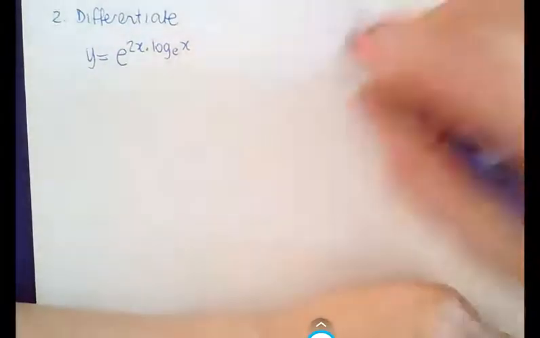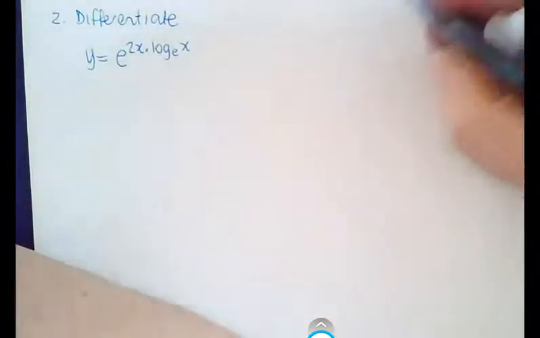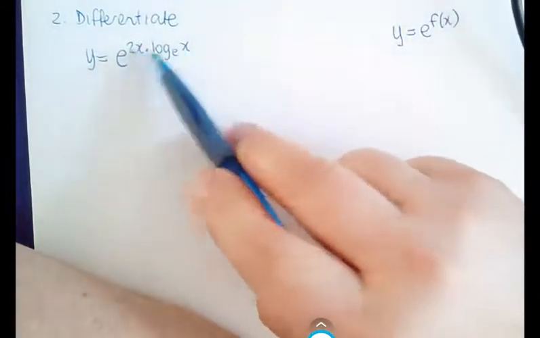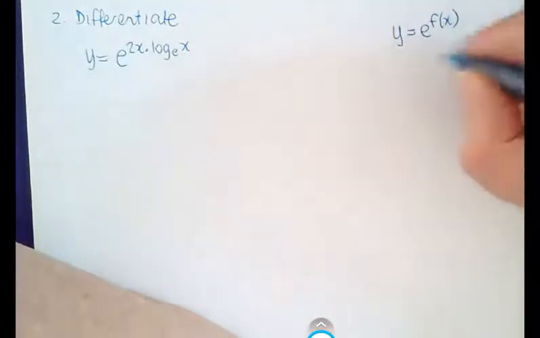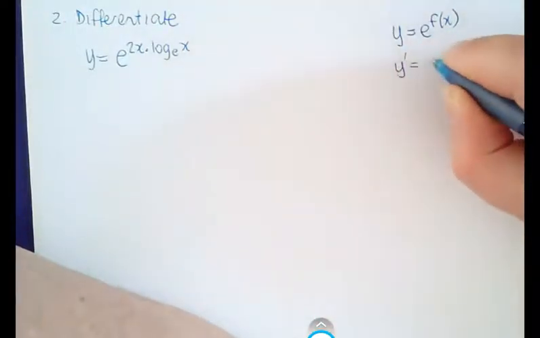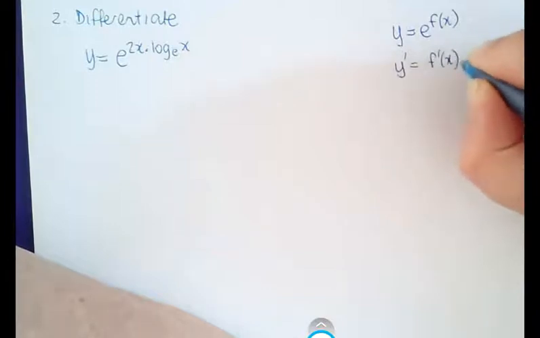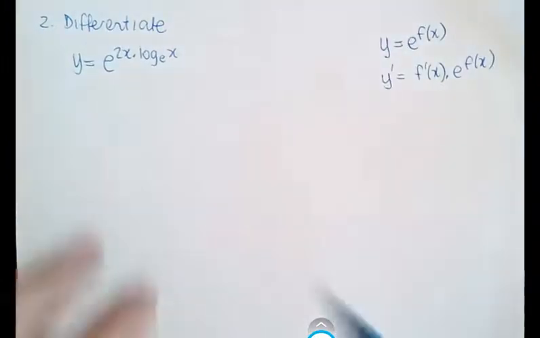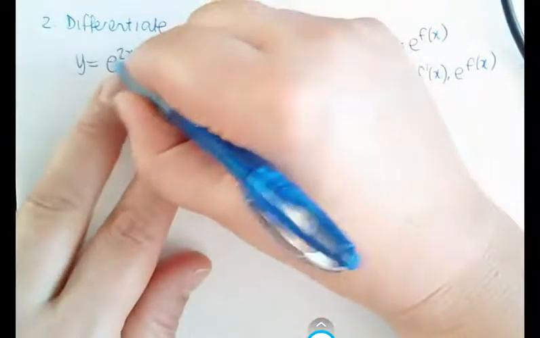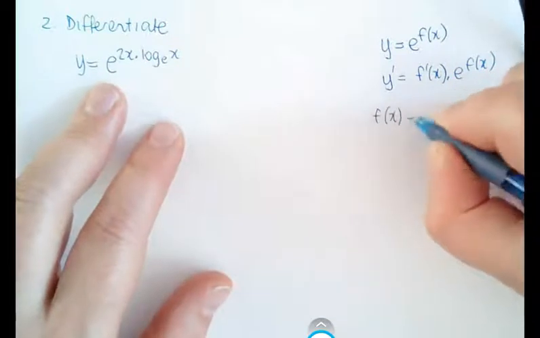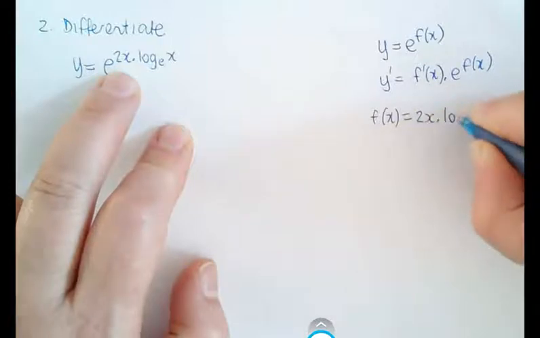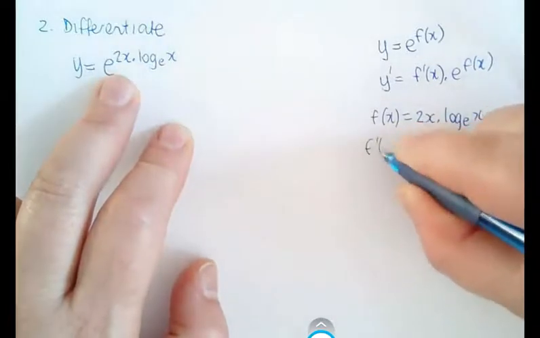Now, if you look at this function, it is of the form y equals e to the function of x. But I know that this function of x is comprised of two functions. So therefore the derivative is f dashed x times e to the function of x. So what we're really going to have to do is break it down to what type of function it is, and it is e to the function of x. But the thing is, in this case, our function is a bit complicated. So my function of x is 2x times log to the base e of x. Now I've got to find the derivative of that function.